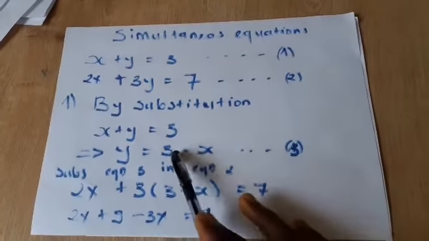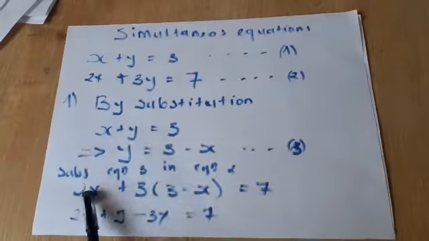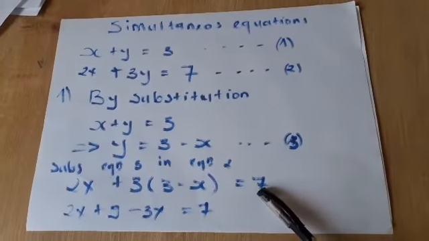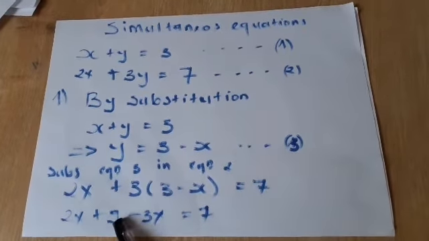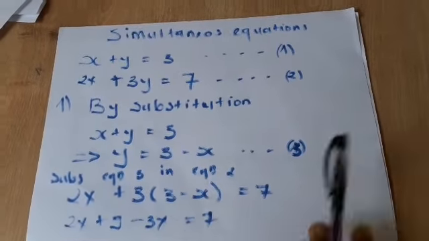If I take this y equals 3 minus x, I substitute into equation 2. I'll have 2x plus 3, instead of writing y, I write 3 minus x, equals 7. So you have 2x plus 3 times 3 will give you 9, and 3 times negative x will give you negative 3x, equals 7.